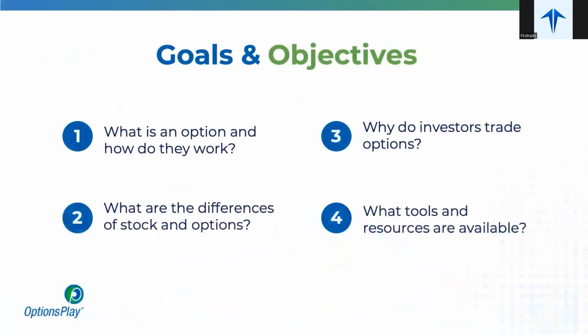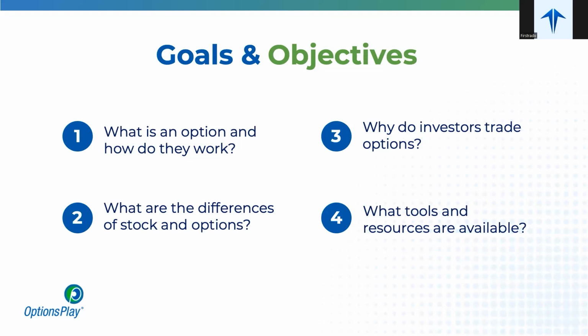Let's talk about the goals and objectives for today. We're going to start with what an option is and how it works. We want to understand the components and the anatomy of an option, so that we have our basic foundational information. If you get lost, it's okay. We're going to cover this in a 4-part series, so we'll revisit that type of information.